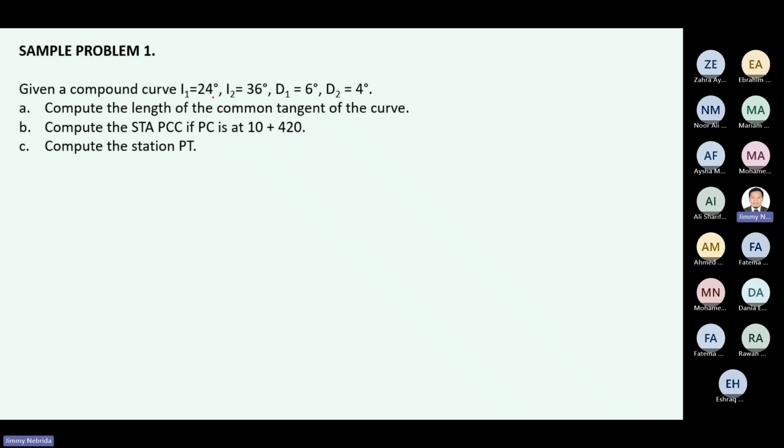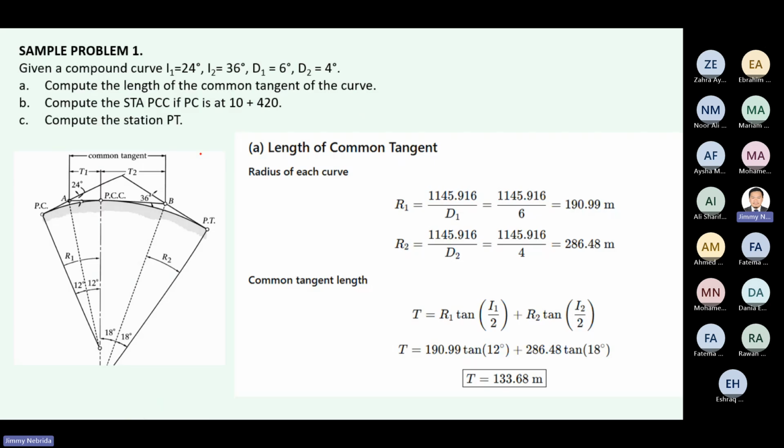Now, given here, I1 is 24 degrees, I2 is 36, D1 is 6, D2 is 4. You have to compute the length of the common tangent. You have to compute the station PCC. PC is given, and then also station PT.